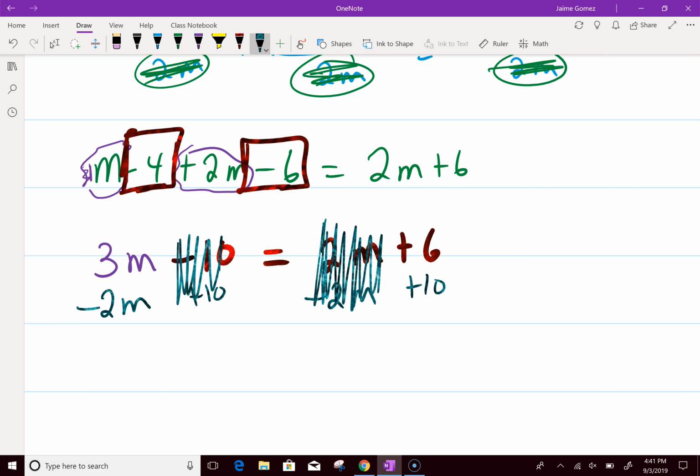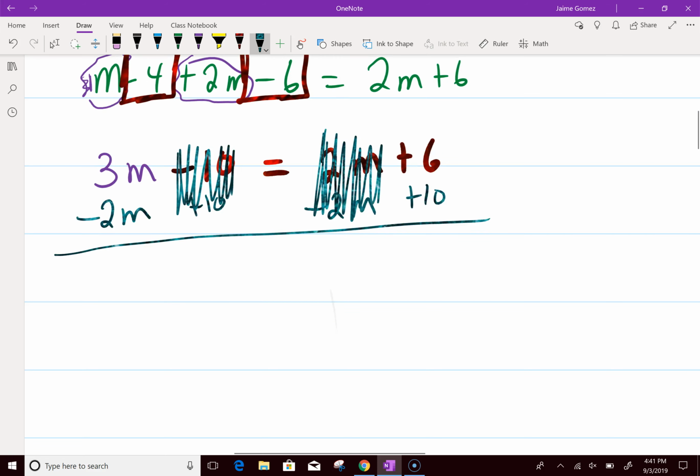Now I don't have any more numbers here. Now I have all the letters on the left, all the numbers on the right. 3m minus 2m, well that's just going to give me m, or 1m, equal to 6 plus 10 is 16. And we are done.